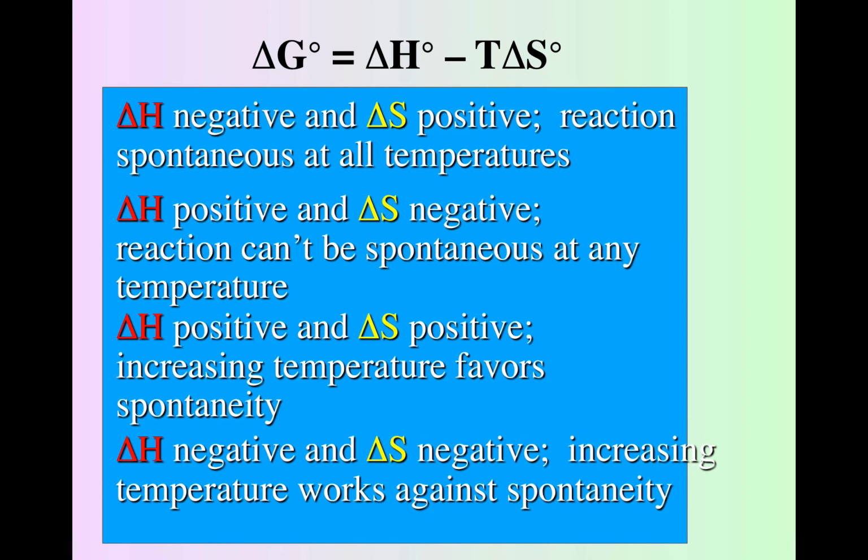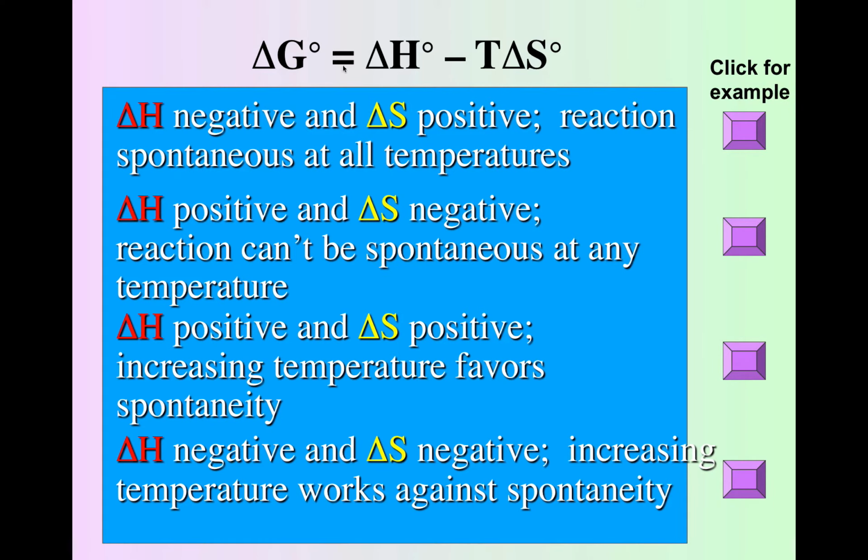When you have an exothermic reaction and delta S is negative, all right, negative times a negative makes it positive. So at high temperatures, that term will dominate over the fact that it's exothermic and make it non-spontaneous.